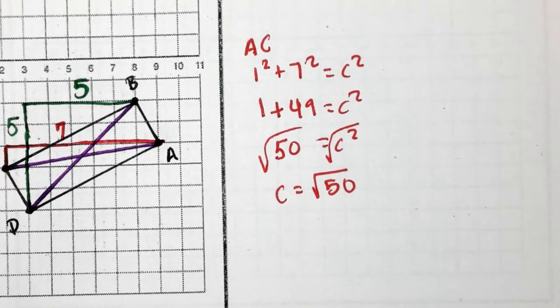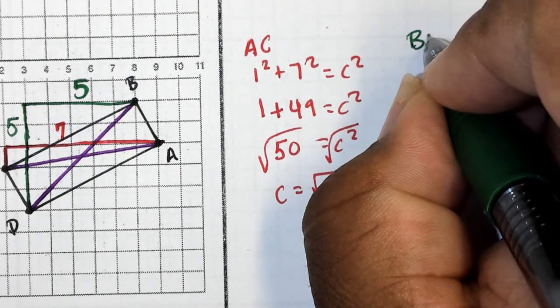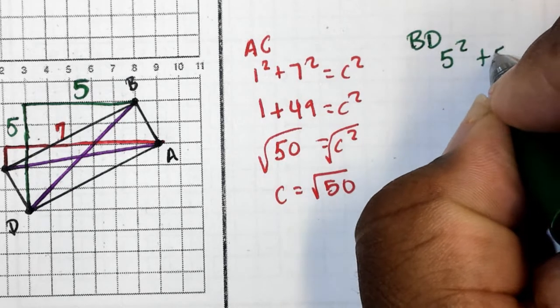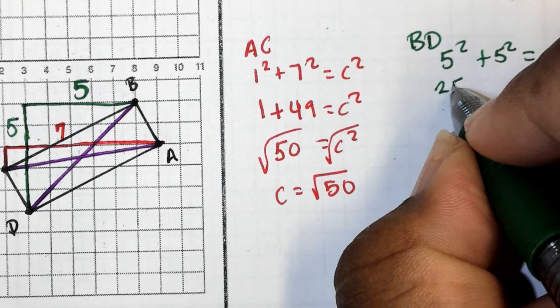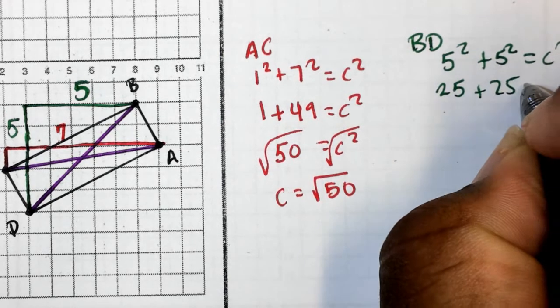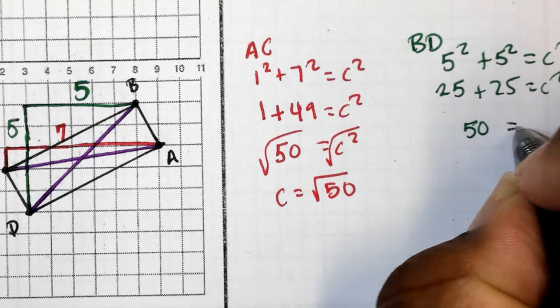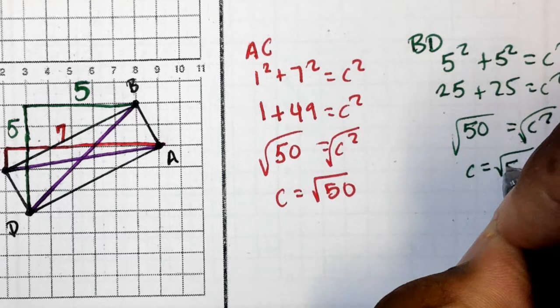Next to that, I'm going to do BD. BD is my other diagonal. I have 5 and 5 for that one. 5 squared plus 5 squared equals C squared. 25 plus 25 equals C squared. Add those together. 50 equals C squared, square root. C equals square root of 50.